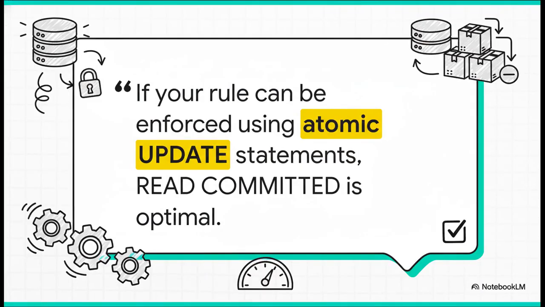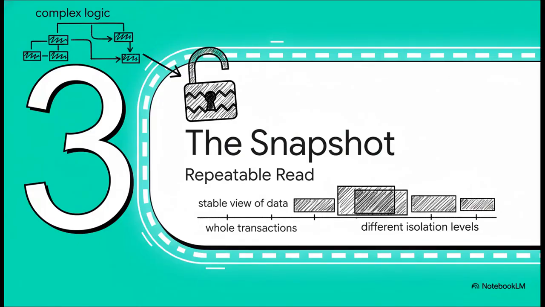Now here's the twist. For a massive number of situations, this behavior is totally fine. In fact, it's optimal. If you can write your logic into a single atomic statement, like updating an inventory count and checking that it's above 0 all at once, the database handles all the locking and consistency for you. In those cases, read committed is fast, it's efficient, and it's perfectly correct. But what if your logic is more complicated? What if it can't be squished into one line of SQL? What if you absolutely need a stable, unchanging view of the data for your whole transaction?